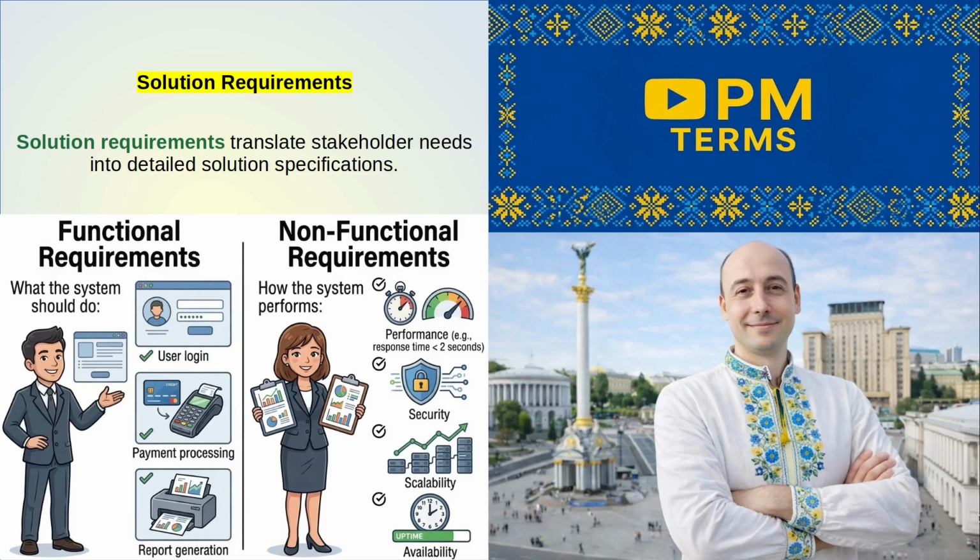Solution requirements translate stakeholder needs into detailed solution specifications. They define what the solution must do and how it should behave. They are divided into two types. Functional requirements explain what the system should do. For instance, user login, payment processing, report generation.